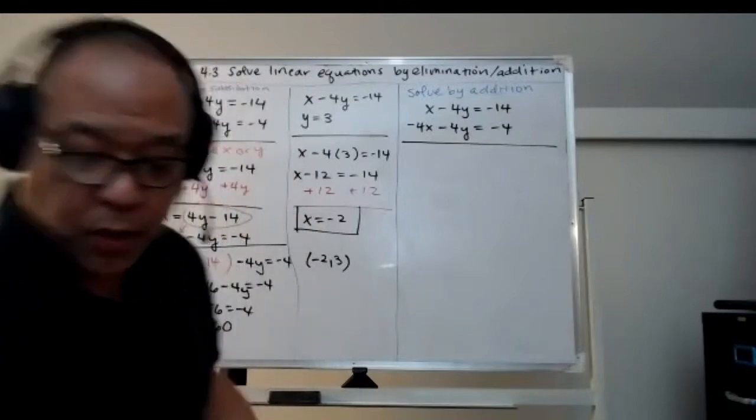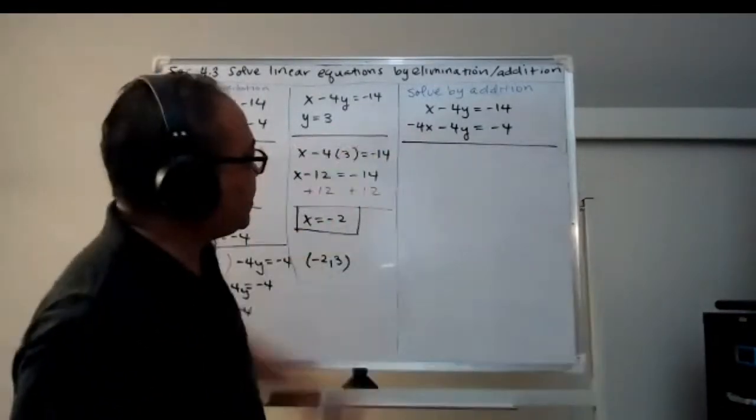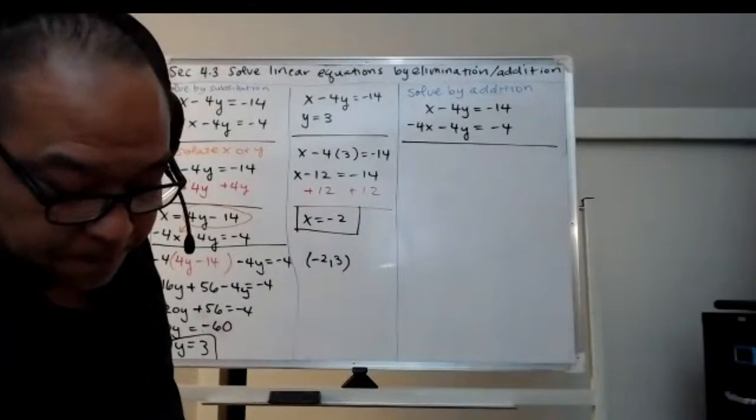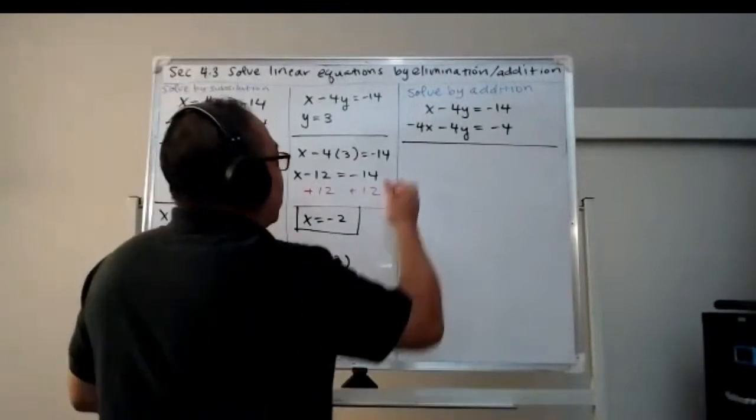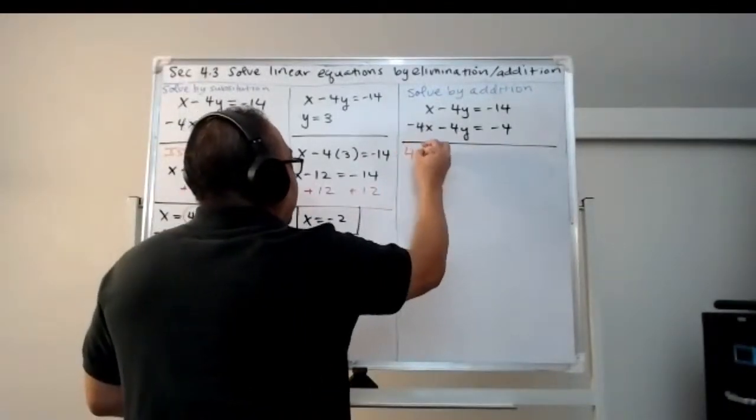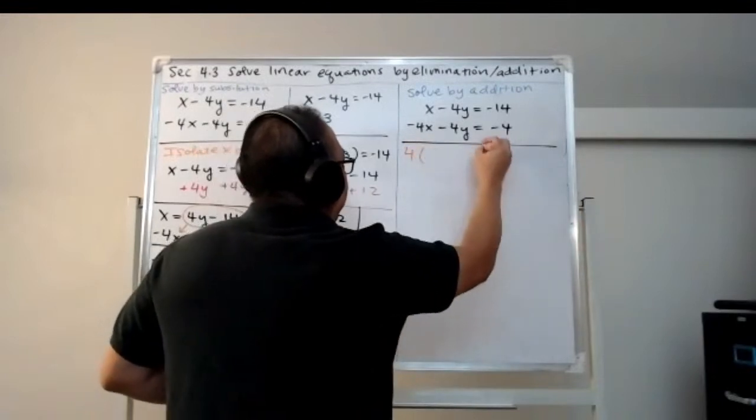Okay. So what I'm going to do is multiply this first equation by 4 because that's what the yogi told me to do. I'm going to multiply the top part by 4.